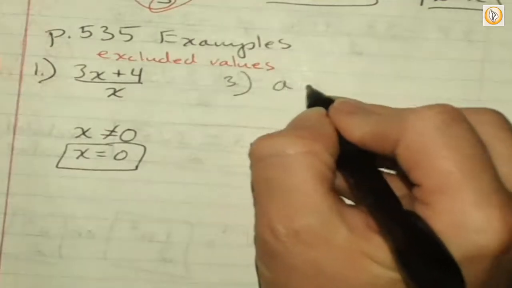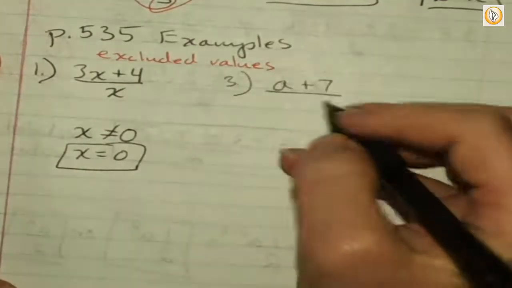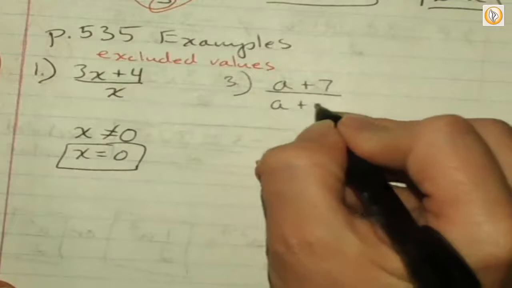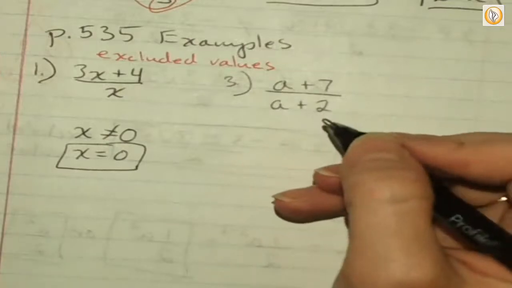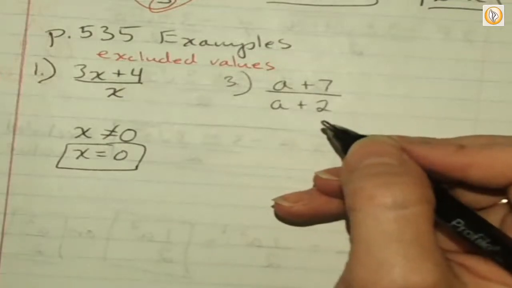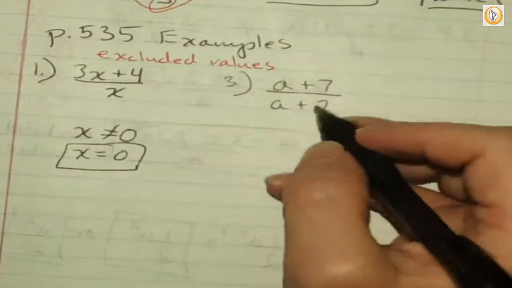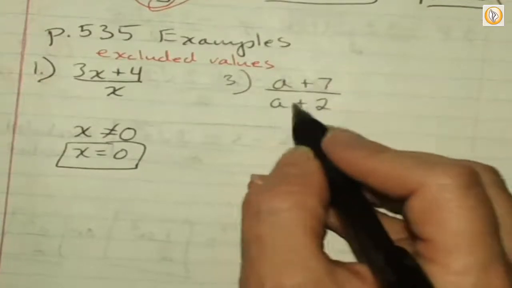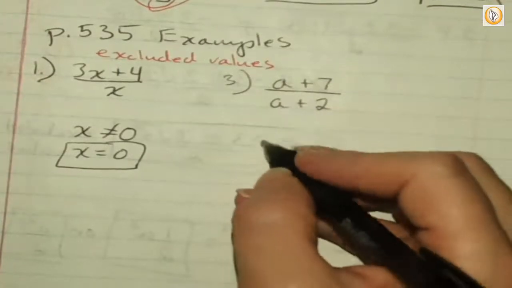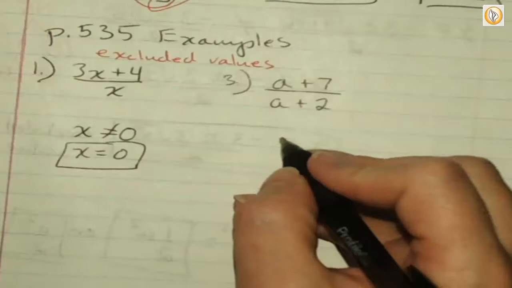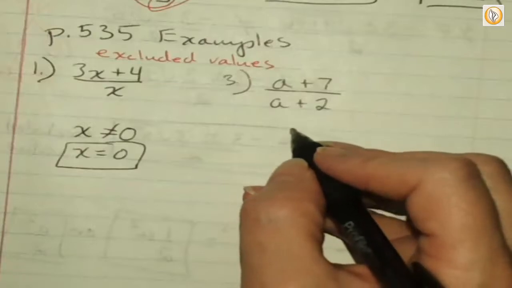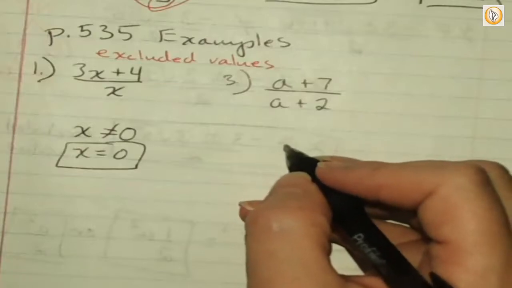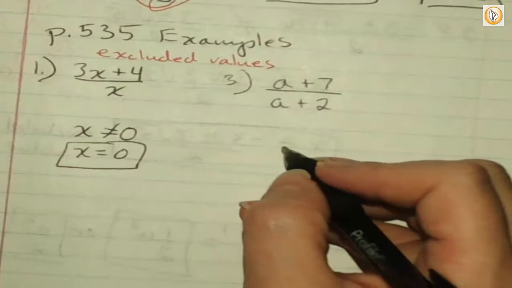Okay, let's move on to 3 so y'all can get started: a plus 7 over a plus 2. Franz, look at my face. Stop. All right. We cannot have 0 in the denominator. So, Miranda, I'll let you work this one out. How do I figure out what a will equal if we're going to have an undefined problem?